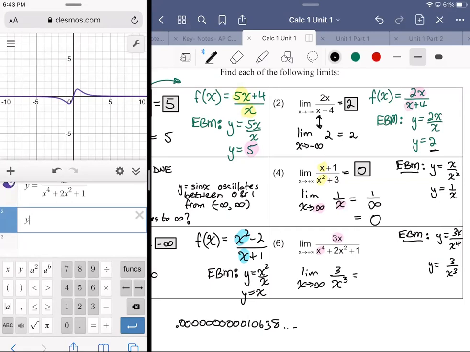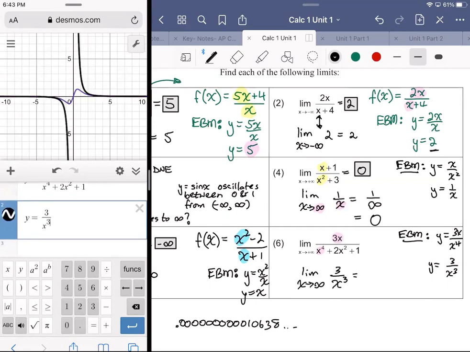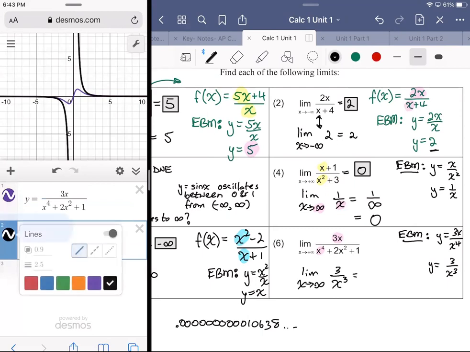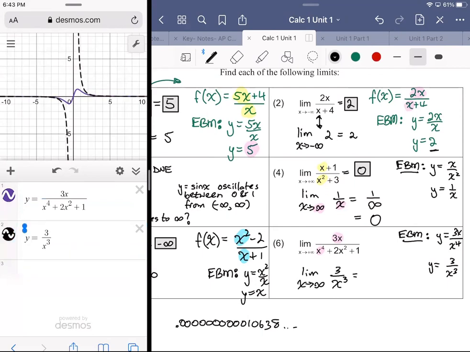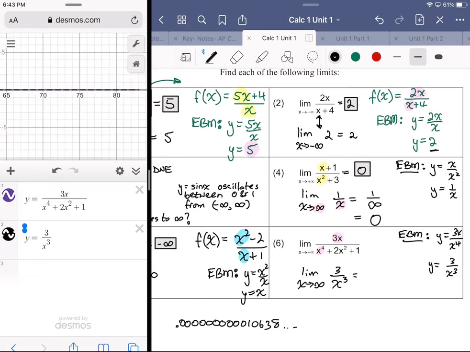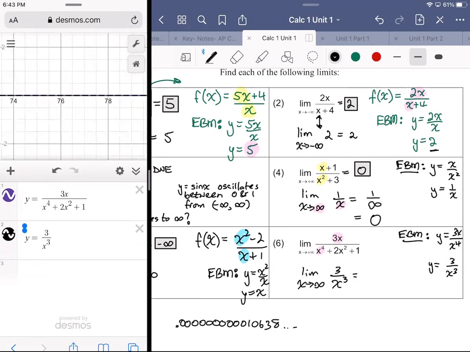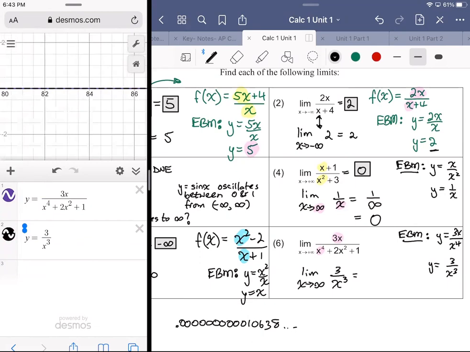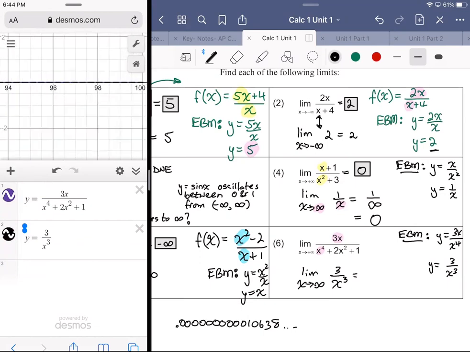All right, so y equals 3 over x cubed. Again, they look wildly different from one another in the short run, but in the long run, as we go out to infinity, same deal. They're in lockstep with one another. Specifically, they seem to be approaching the x-axis, which has a y value of 0.